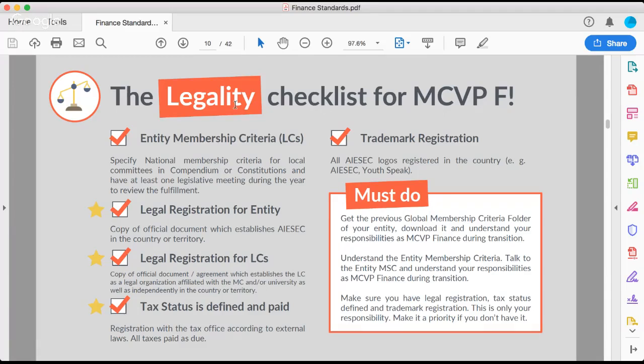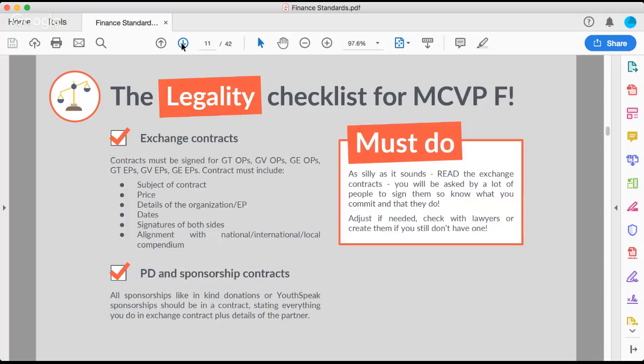Then we don't have a tax status, so for us this is not important right now, but it means that if we would have to pay taxes, we do this in the right format and to the right authorities. And trademark registration is also not important for you. However, this does mean that you cannot use or deform the ISAC logo, because if you do, it is not the official ISAC logo and we cannot work with it.